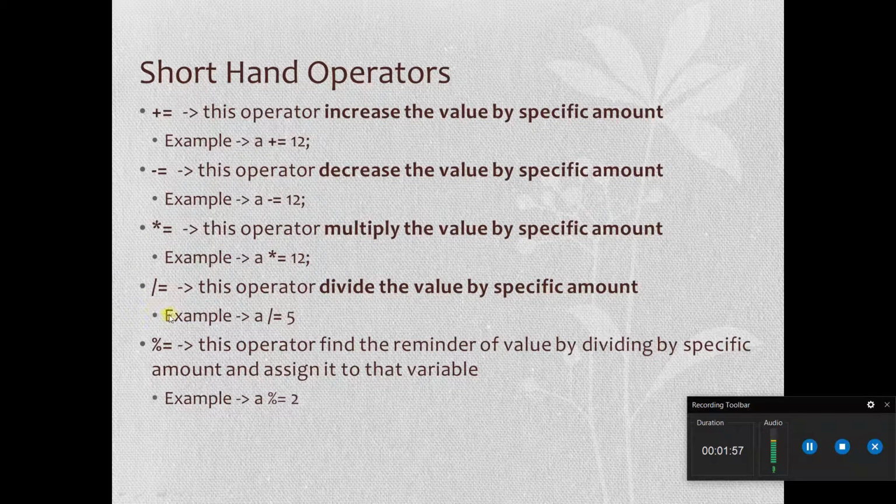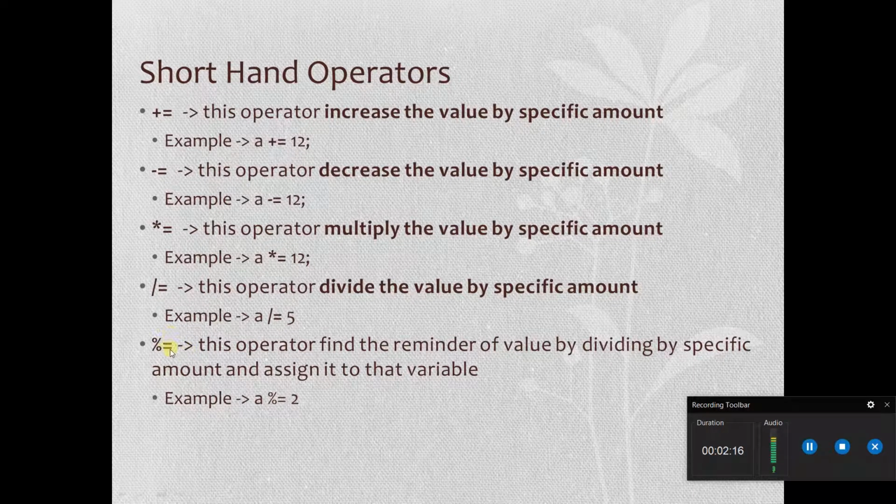So next operator is divide equal to. This operator divides the value by a specific amount. If the initial value of a is 10 and we perform this operation, the value of a becomes 10 divided by 5, which is 2.